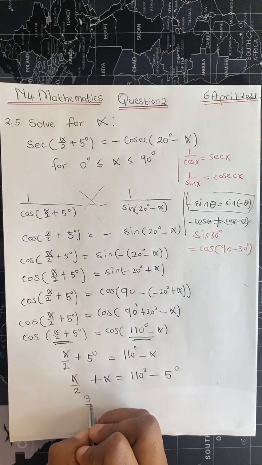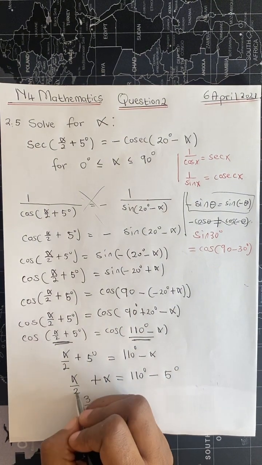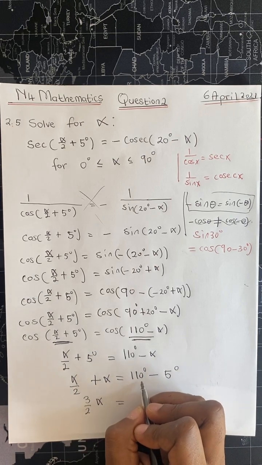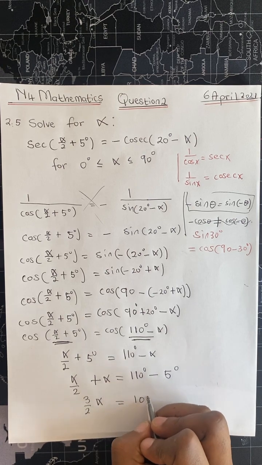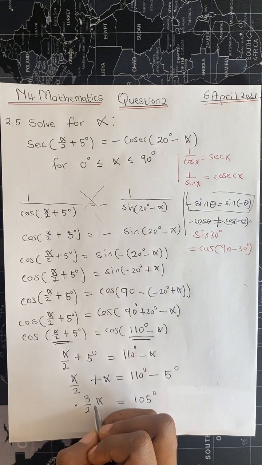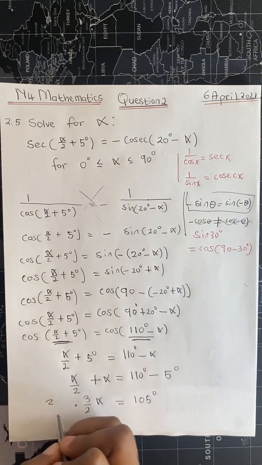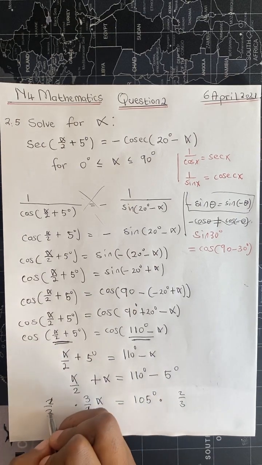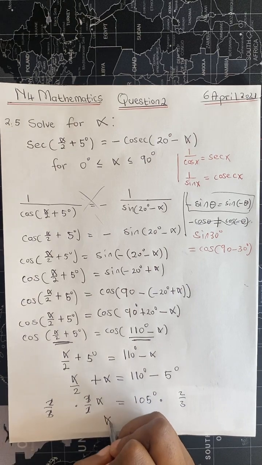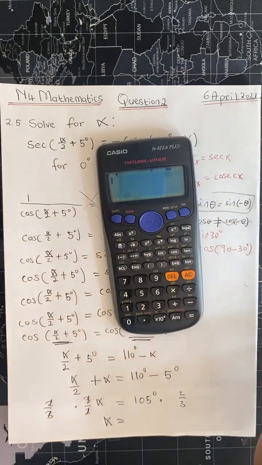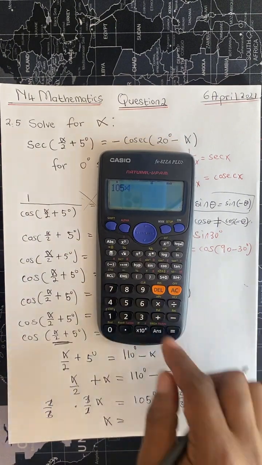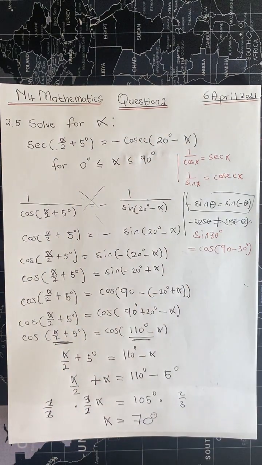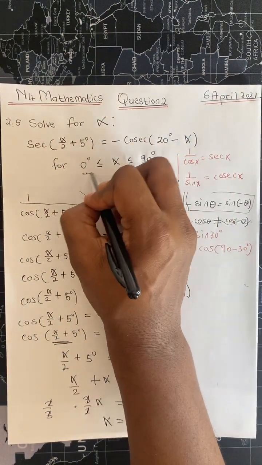Alpha over 2 plus alpha will be equal to 3 over 2 alpha. 110 degrees minus 5 degrees is equal to 105 degrees. We have to solve for alpha, so let's multiply both sides by 2 over 3, so that 2 will cancel out with that 2, and that 3 will cancel out with that 3. So our alpha will be equal to 105 degrees multiplied by 2 over 3. So our alpha is equal to 70 degrees, and it's between 0 and 90 degrees.